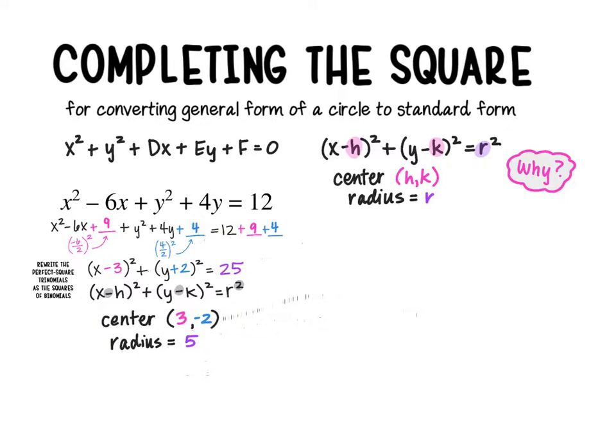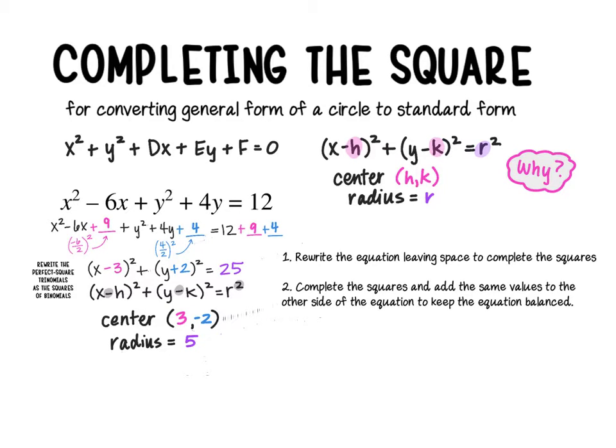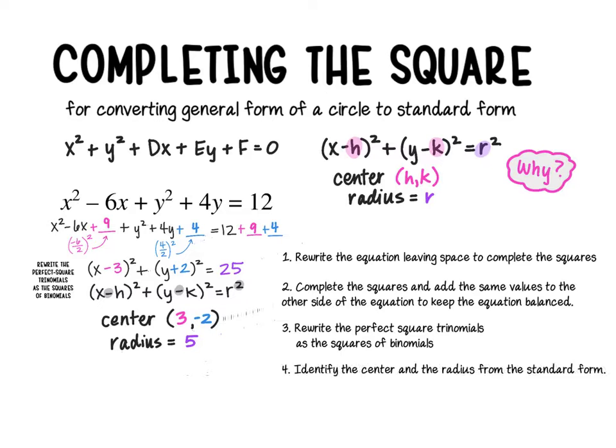So to review, the process I use for completing the square to convert general form of a circle to standard form is to rewrite the equation, leaving space to complete the squares. And then I complete the squares and add the same thing that I used to do that to the other side of the equation to maintain the equality. Then I rewrite the perfect square trinomials as the squares of binomials, and then identify the center and the radius from the standard form.